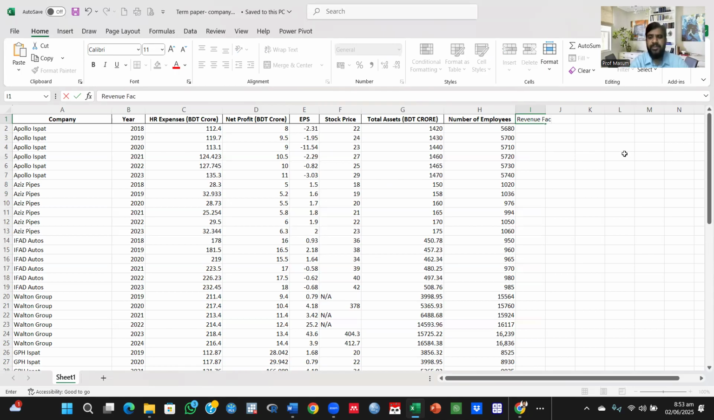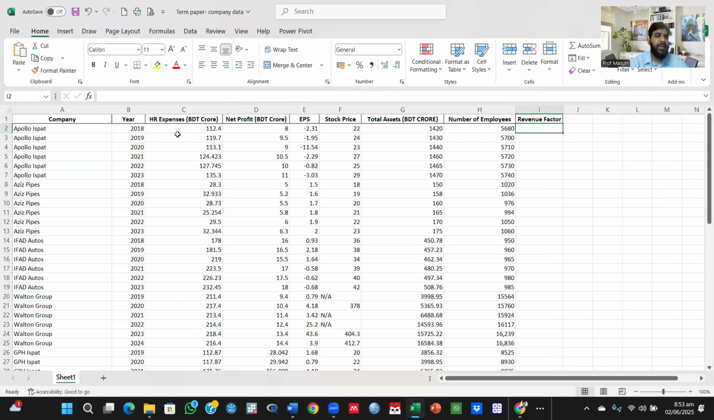Revenue, how to calculate revenue factor? Revenue factor is calculated by revenue divided by, this is a crore, is it? Yes, sir. So it was better to use the actual figure. Okay, let's check whether it works. So revenue factor equals revenue.